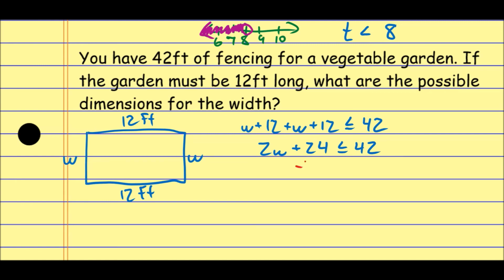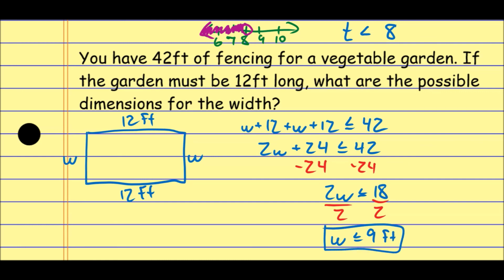I undo addition by subtracting. Let's see, that's going to be an 18. And now I undo multiplication by division. So I get W is less than or equal to 9 feet, okay? So in other words, the width of my garden has to be 9 feet or less, okay?